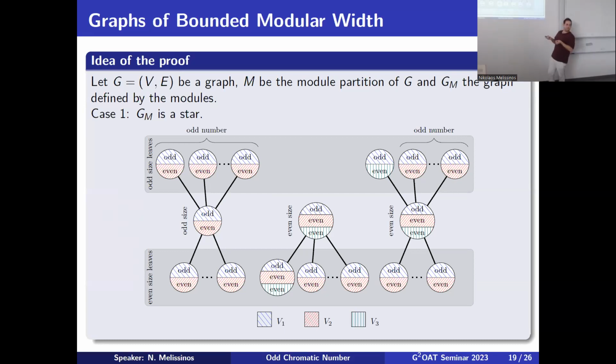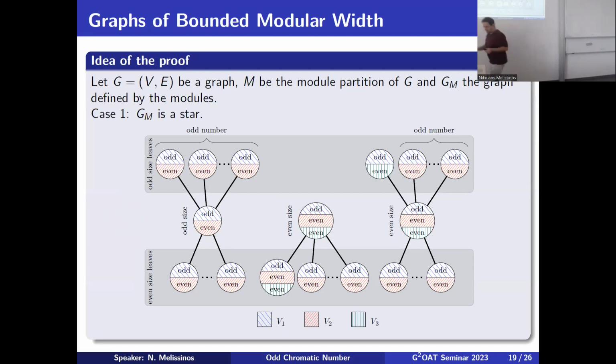So what exactly happens then is this is one of the first steps of our reduction, where you can consider that the graph is a star. If the graph produced by the modules of the modular width is a star, then we can deal with all of those based on those partitions that I will mention.